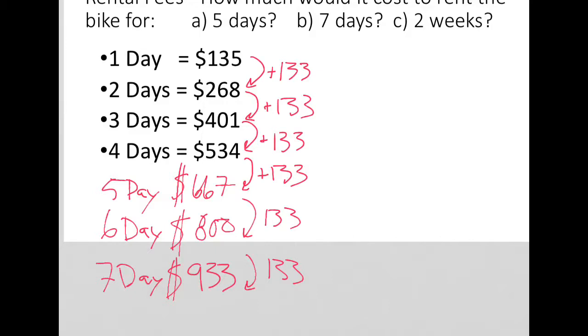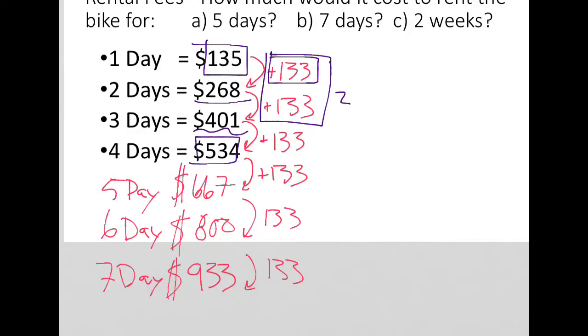So let's think about what we're doing here mathematically. Let's start with this $135, the original amount. To get the cost for 2 days, I had to add $133 once. To get the cost for 3 days, I had to add $133 to the original twice. To get the cost for 4 days, I had to add $133 3 times. For 5 days, I had to add it 4 times. For 6 days, I had to add it 5 times. For 7 days, I had to add it 6 times.